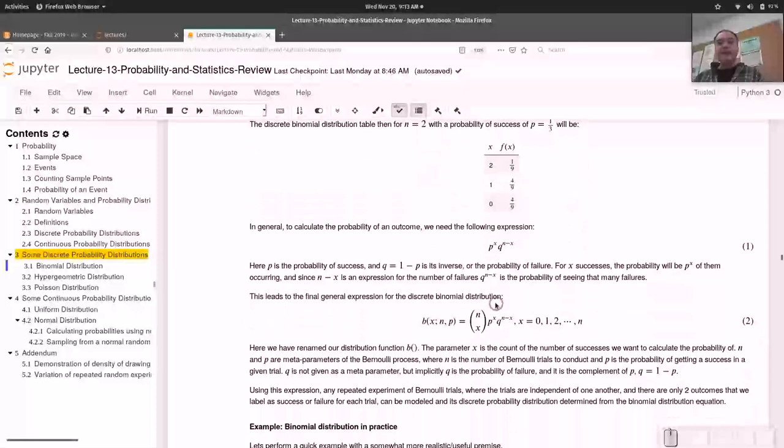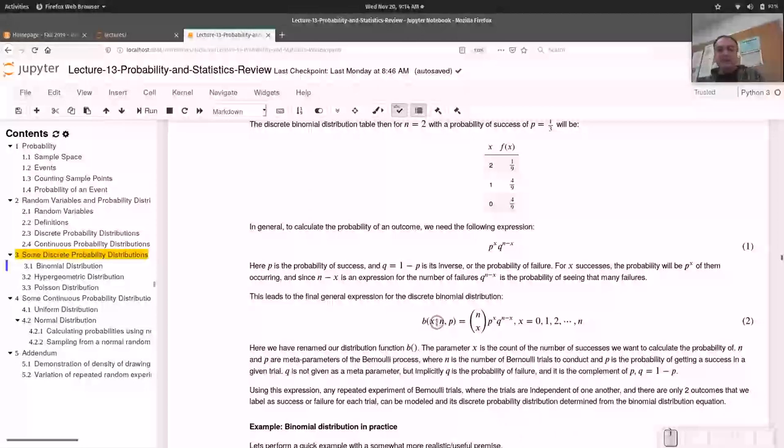So that gives you the final piece, right? If you look at any textbook or look up on Wikipedia the expression for the binomial distribution, it's this expression, and that's how we derive it. So the parameters here, let me say a little bit about this. X is the number of successes that we're going to calculate. So that's kind of an actual parameter.